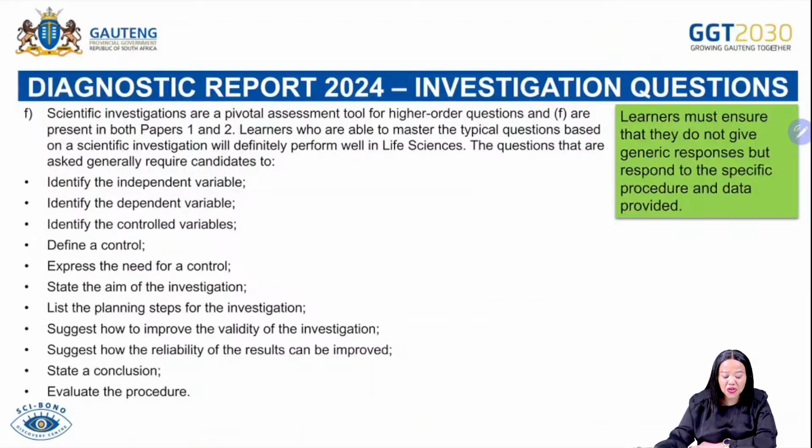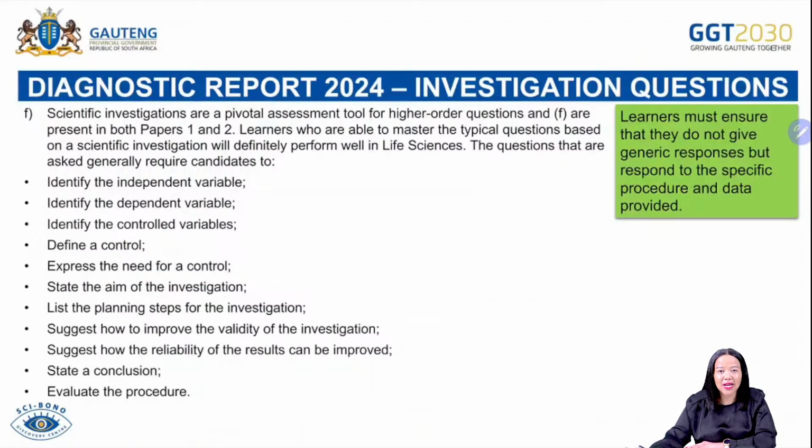Then you'll get a question on listing the planning steps for the investigation. Listing the planning steps is what is done before carrying out the investigation. So this planning must take place before the conduction of the investigation. Depending on the nature of the investigation, one has to decide maybe on the sample size, and one has to decide on the time in which the investigation will be taken. So all of these planning steps will depend on the nature of the investigation.